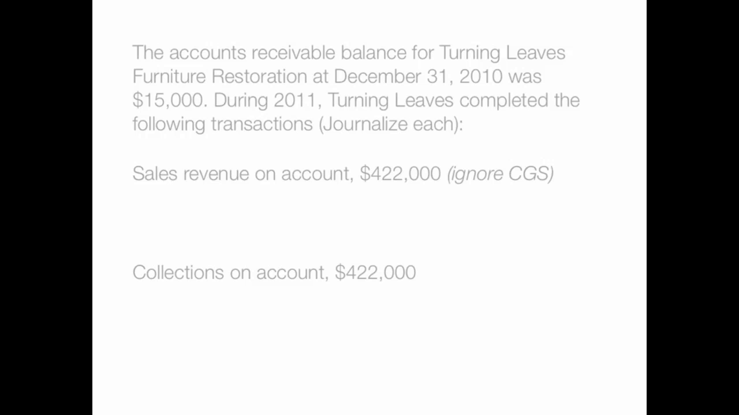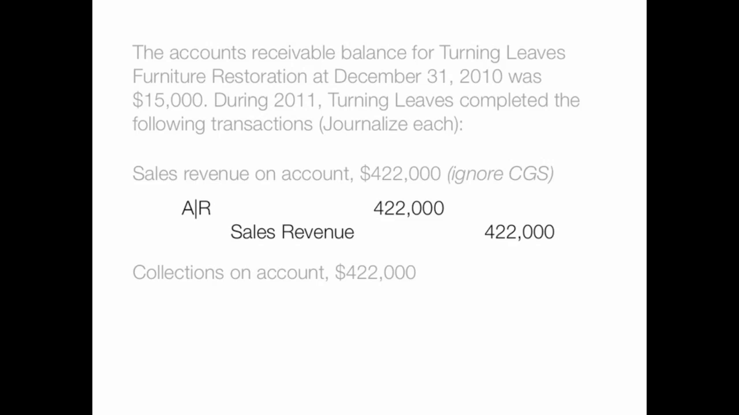The first entry is to record the sale, either for cash or on account. And the second entry is to record the cost and reduce the inventory. Here, we're simply going to do the first entry, which is the sales. So it says that we made the sales on account. So we're going to debit our accounts receivable for the $422,000. And we're going to credit our sales revenue for the $422,000.